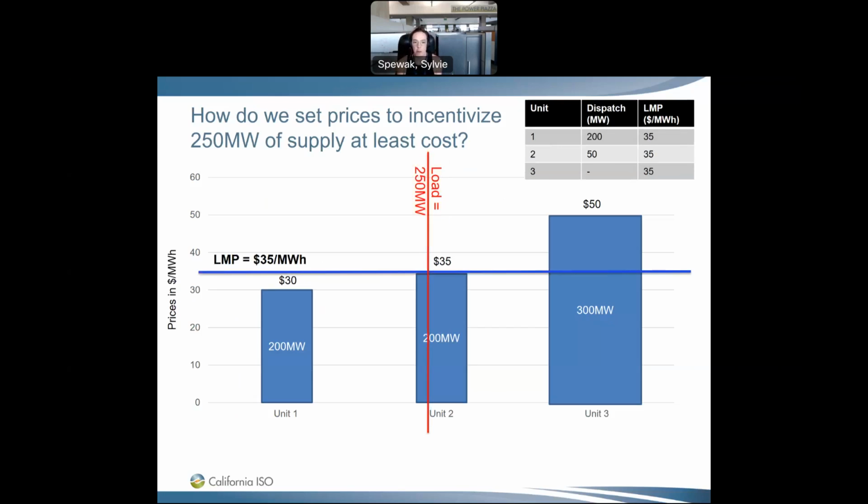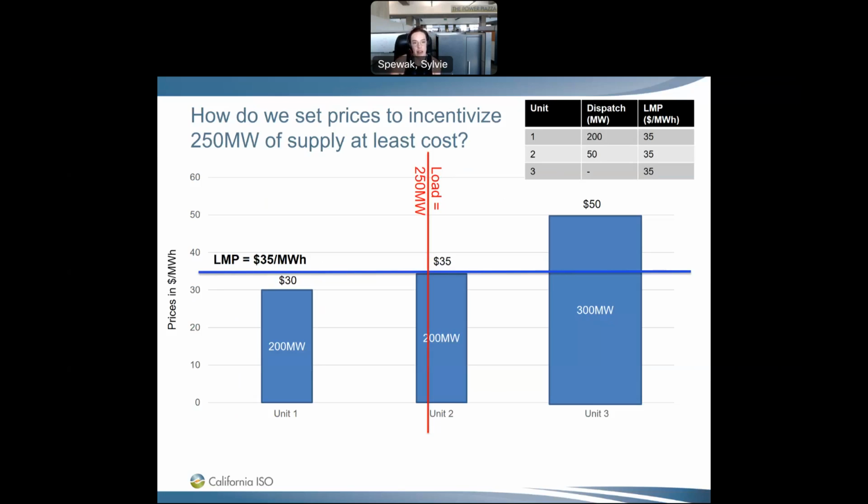In technical terms, what we're doing here is looking at the shadow price of the power balance constraint. But in all of these examples, what we'll do is we'll just look at what happens when we increase load by 1 megawatt in each area. So I've updated the box in the corner of the screen that shows you that Units 1 through 3 all respond to the LMP of $35 per megawatt hour.